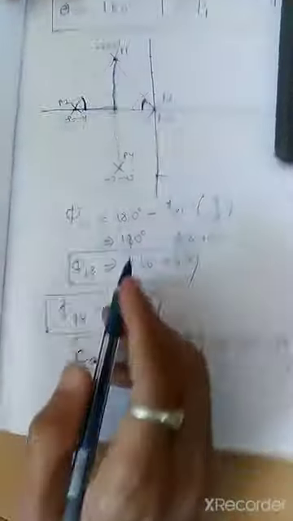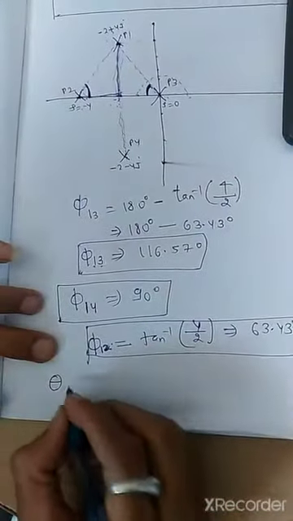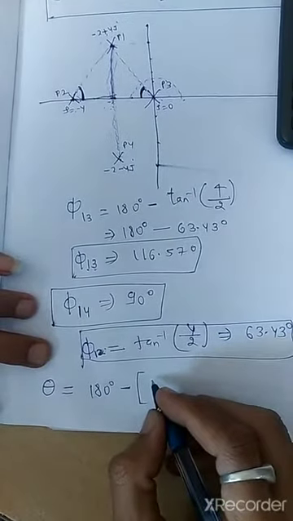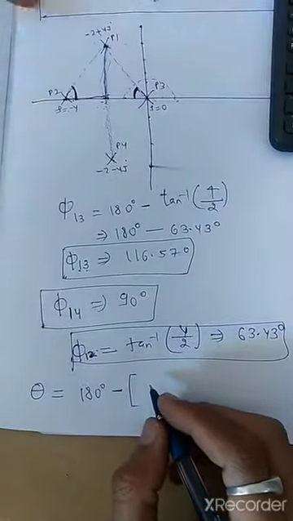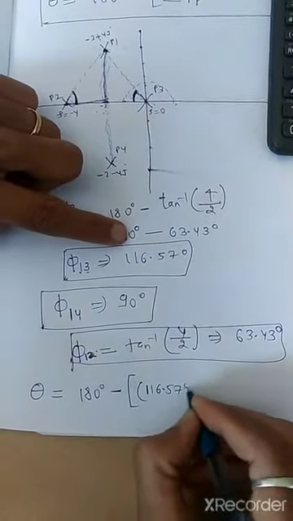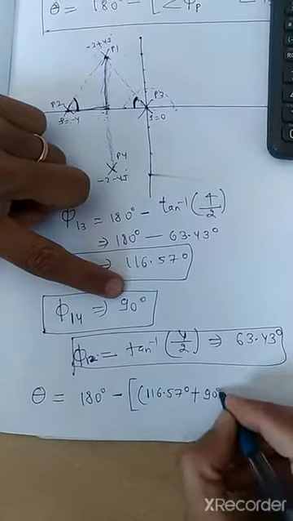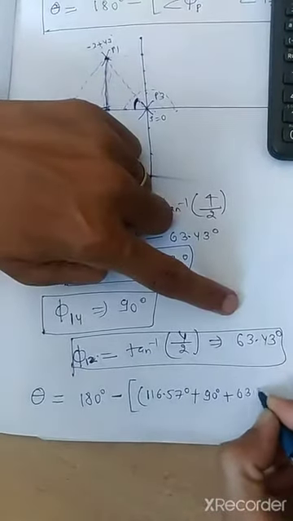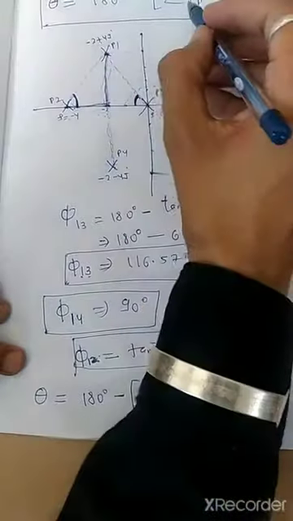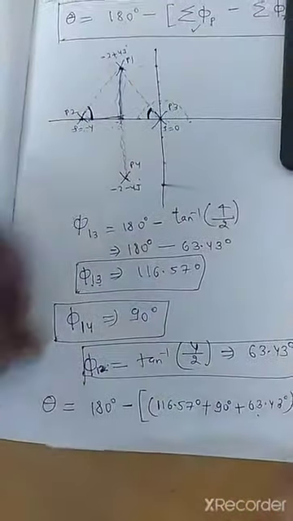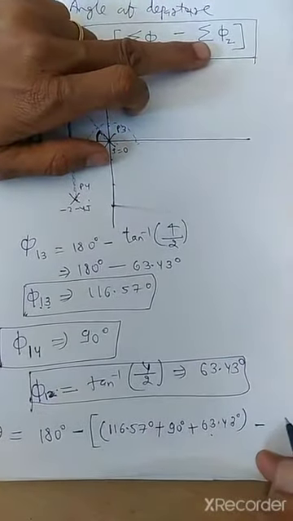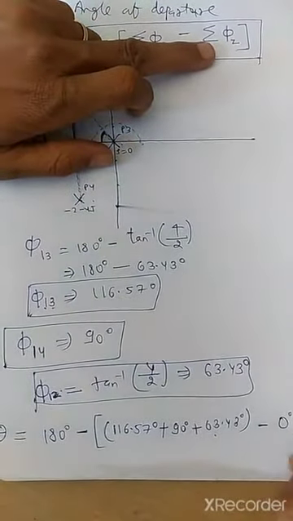So what is my angle of departure? Angle of departure is 180 degree minus the sum of all the pole angles on that complex pole. So one angle is 116.57 degree plus 90 degree plus 63.43 degree. These are all the summation of phi p. Now what is the summation of all the angles from zeros on that complex pole? There is no zero, so this is 0 degree.